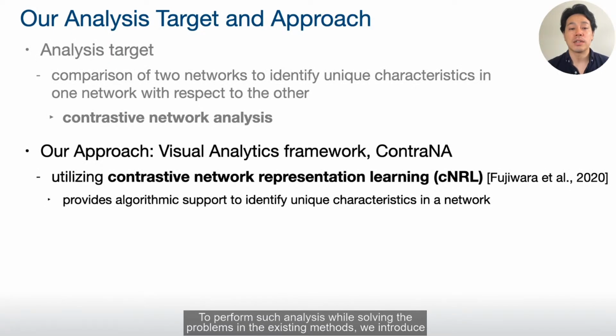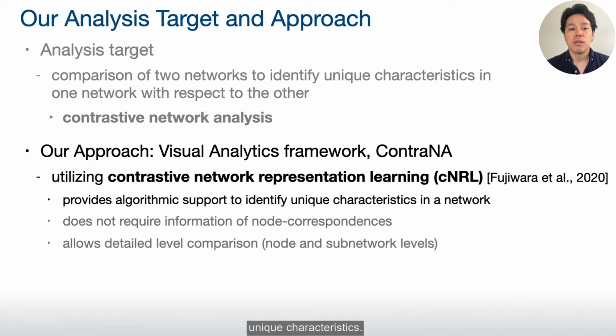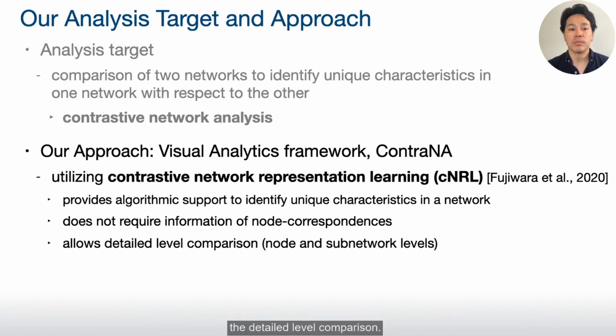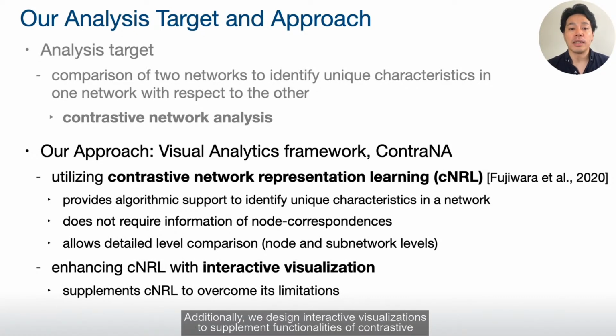To perform such analysis while solving the problems in the existing methods, we introduce a visual analytics framework, Contrana. We integrate contrastive network representation learning into Contrana in order to provide algorithmic support to identify the network's unique characteristics. This approach does not require the information of node correspondences, and it also allows the detailed level comparison. Additionally, we design interactive visualizations to supplement functionalities of contrastive network representation learning. I will explain the details of these 2 points.